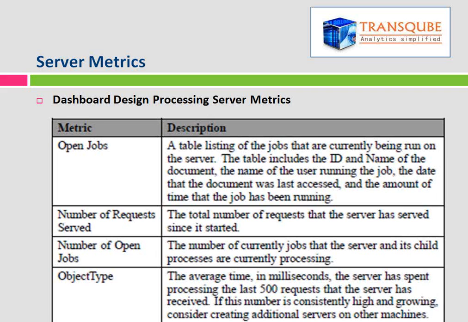Object time, the average time in milliseconds the server has spent processing the last 500 requests the server has received. If this number is consistently high and growing, we need to consider creating additional service to the other machines. The only difference here is that this particular thing comes in picture only at this 500 reports.